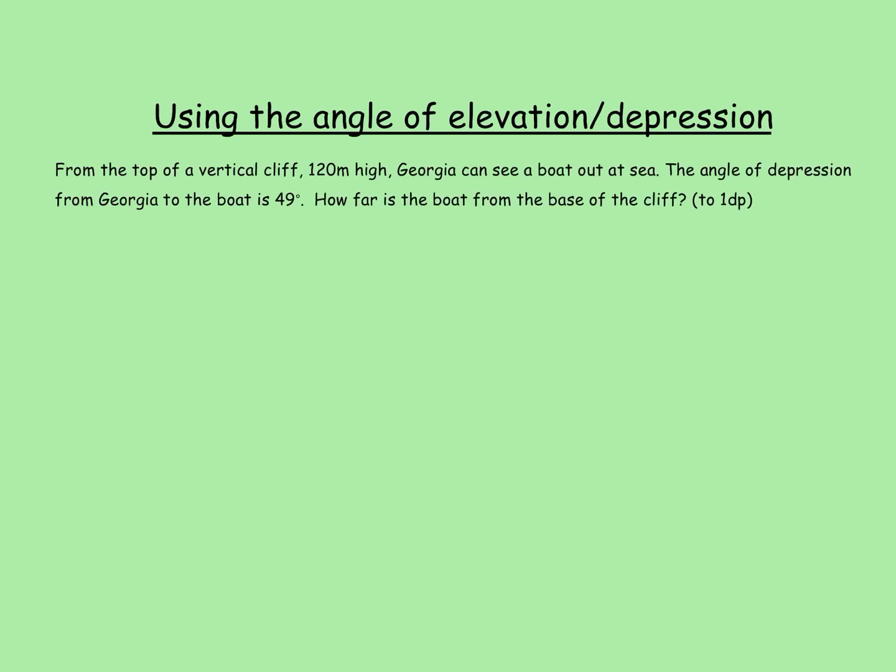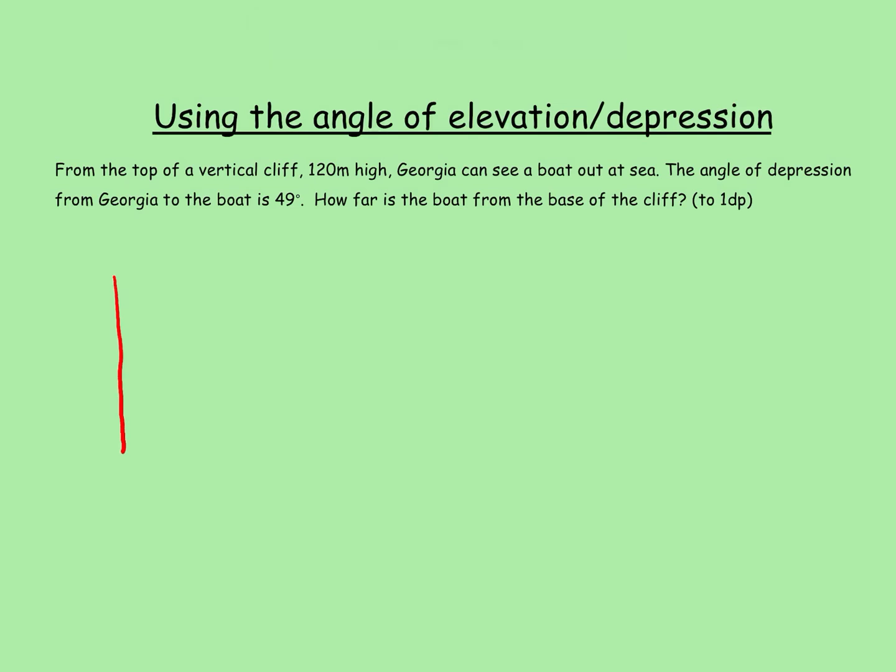So, here's a basic question. From the top of a vertical cliff 120 meters high, Georgia can see a boat out to sea. The angle of depression from Georgia to the boat is 49 degrees. How far is the boat from the base of the cliff? So, and we need to do it to one decimal place. So what you do when you get a situation like this, you always draw a picture.